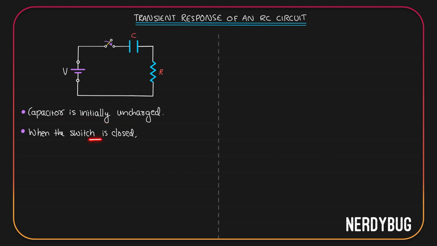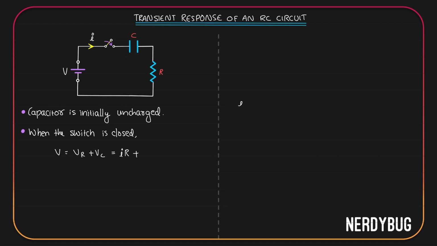Now, when the switch is closed, the applied voltage V will appear across the resistance and the capacitor. So we can write V is equal to VR plus VC. If we take I to be the current passing in the circuit, the potential drop across the resistor will become I multiplied by R. Plus, we need the potential drop across the capacitor. Let's find it this way.